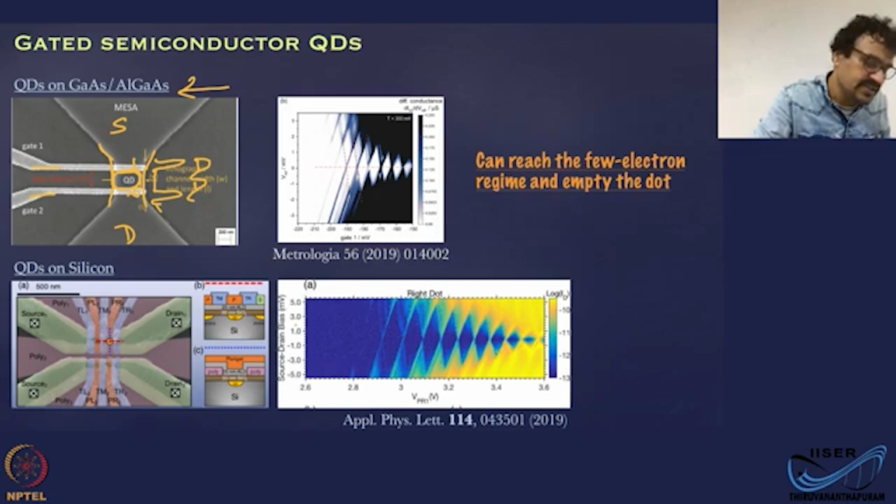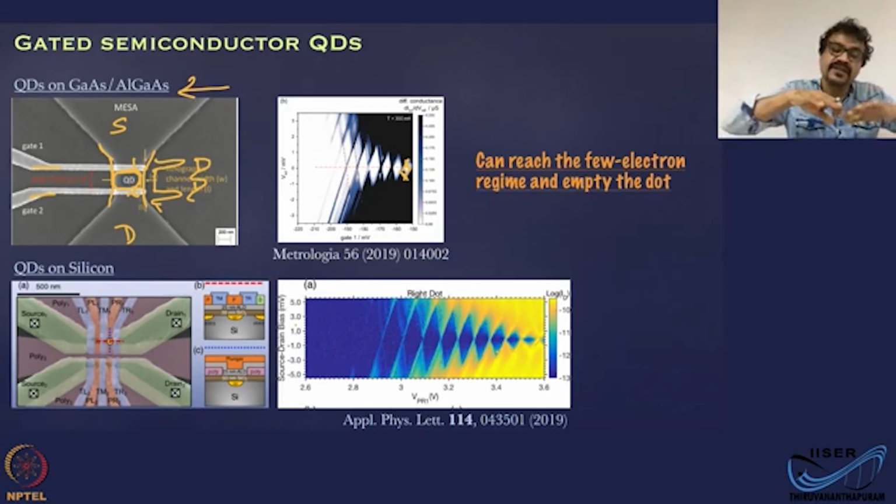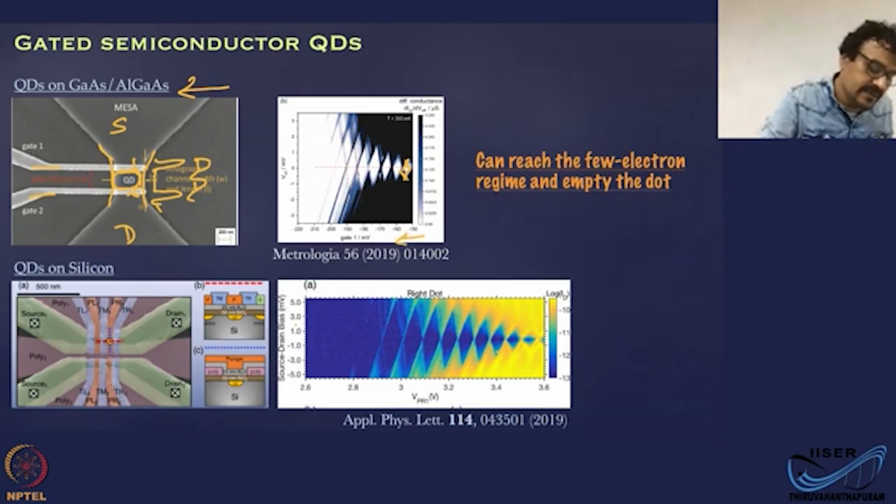You started with a large dot. A large dot means capacitance is larger, so charging energy is lower. So the charging energy is nothing but the size of the diamond. Okay. Now when you make the gate more negative, that is in this direction, you will reduce the size of the dot, which will have an effect of reducing the capacitance, which will in turn increase the size of the diamond in the measurement.